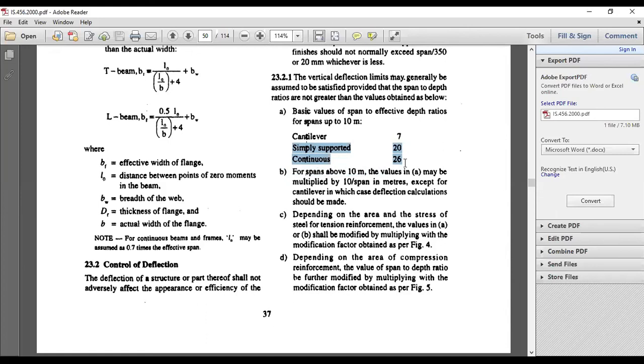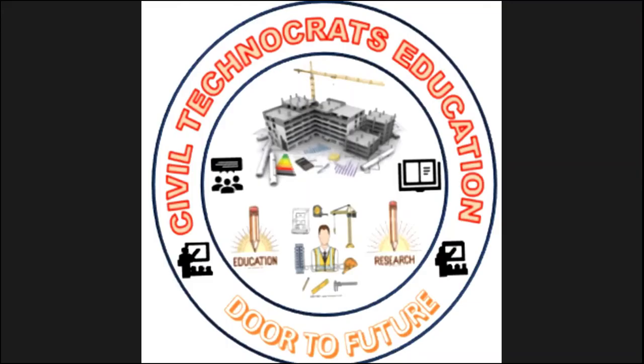Now, in our case, if you consider the panel, our left end is simply supported, but the right end is continuous, so we come under both these conditions. So what we have done is take the average of these two. 20 plus 26 divided by 2 is 23. That is why in our slide here, we have got the value as 23.